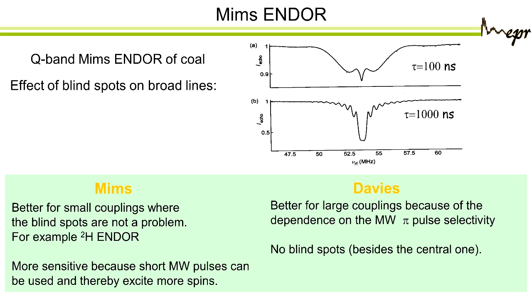Now, in Davies, you don't have blind spots. You just have this blind spot in the center. But the Mims is more sensitive. So sometimes when you have lousy SNR, you go for Mims.